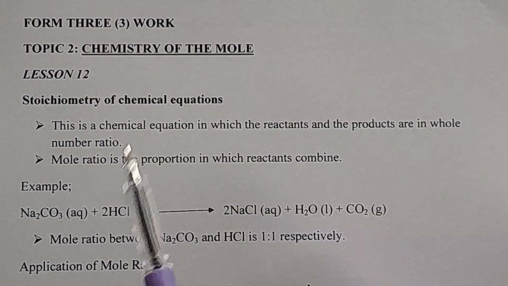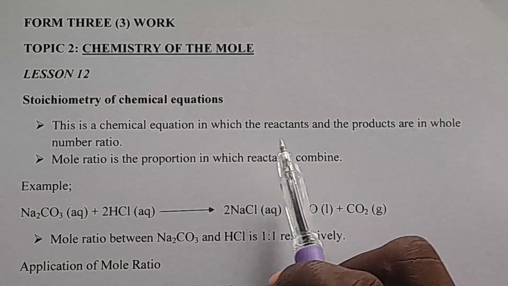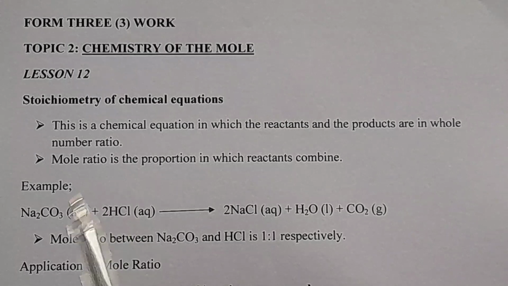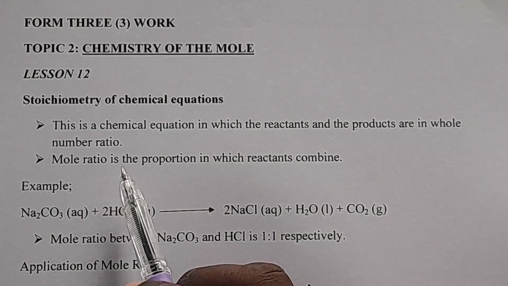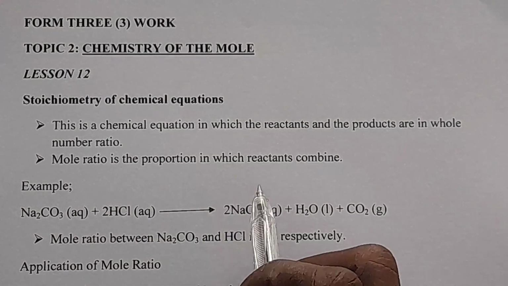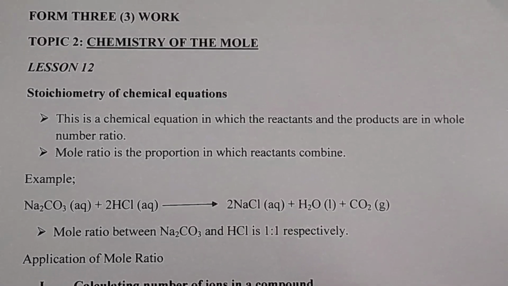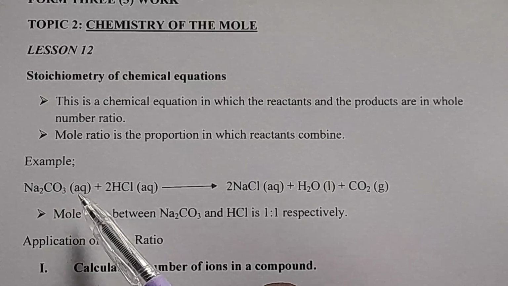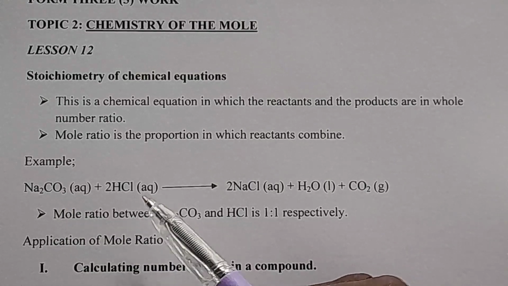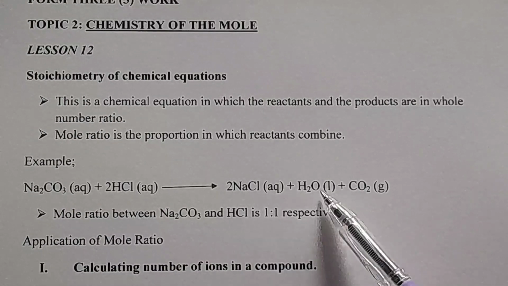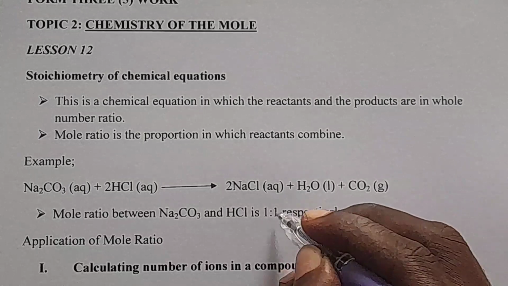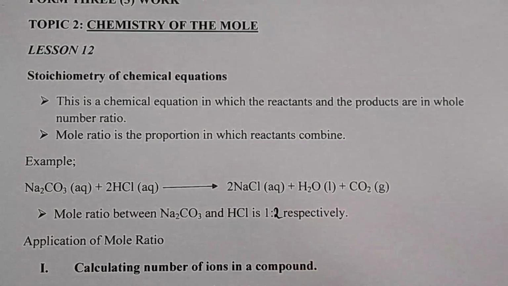So we're saying this is a chemical equation in which the reactants and the products are in a whole number ratio. So what is mole ratio? Mole ratio is the proportion in which the reactants combine. Okay, for example, we have sodium carbonate solution reacting with hydrochloric acid, giving us sodium chloride, water, and also carbon dioxide. So the mole ratio between sodium carbonate and hydrochloric acid is 1:2 respectively.